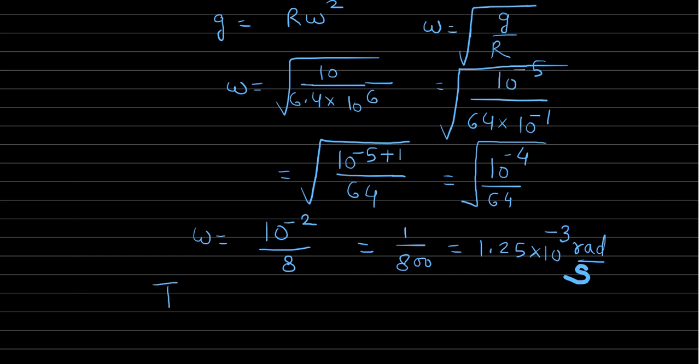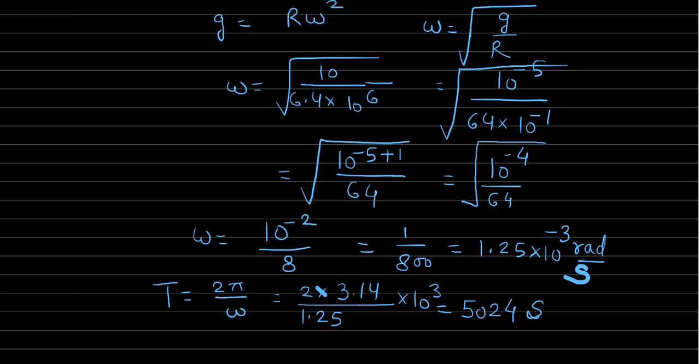Now as we have to find T also. So T is equal to 2 pi upon omega, putting the values of pi as 3.14 and omega as 1.25. Power will go to numerator. We get the answer as 5024 second, which in hour gives 1.4 hour.